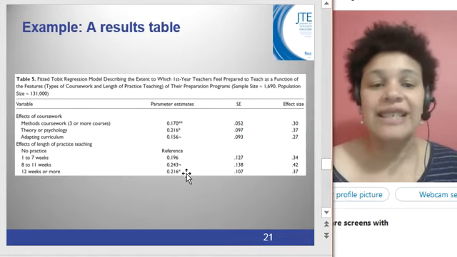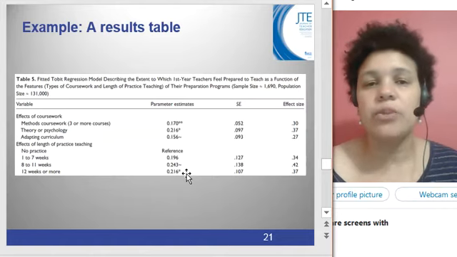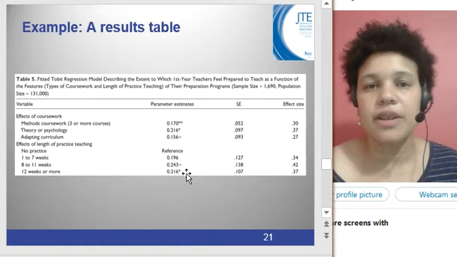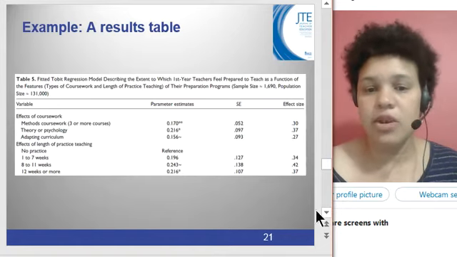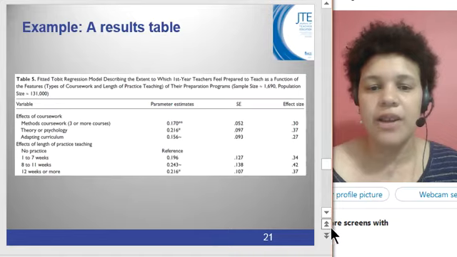12 weeks or more, asterisk. Having 12 weeks or more of student teaching or practice teaching is very different than having no practice in terms of teachers' feelings of preparedness. Okay, so now you get the gist of what I found out in my study.